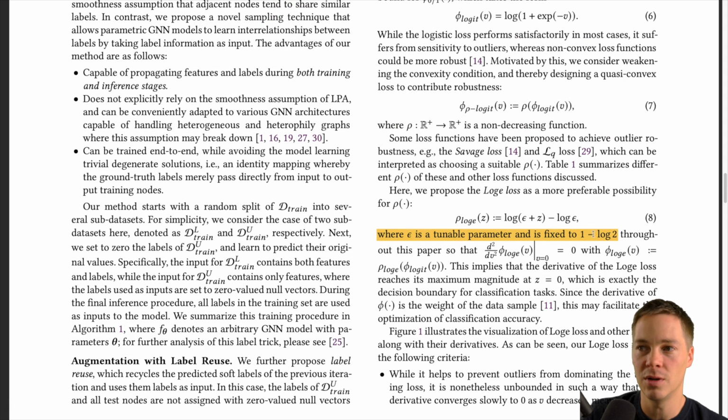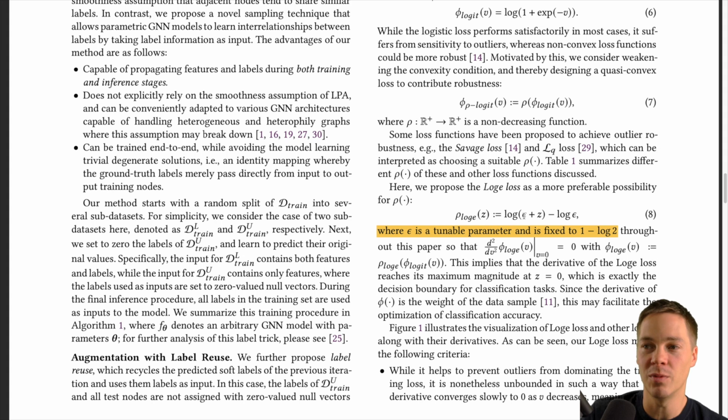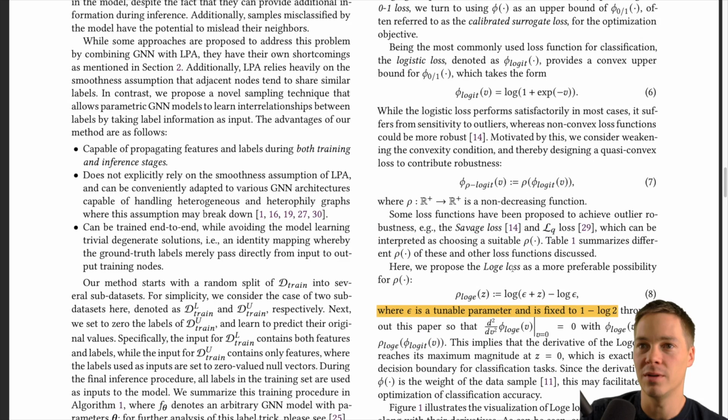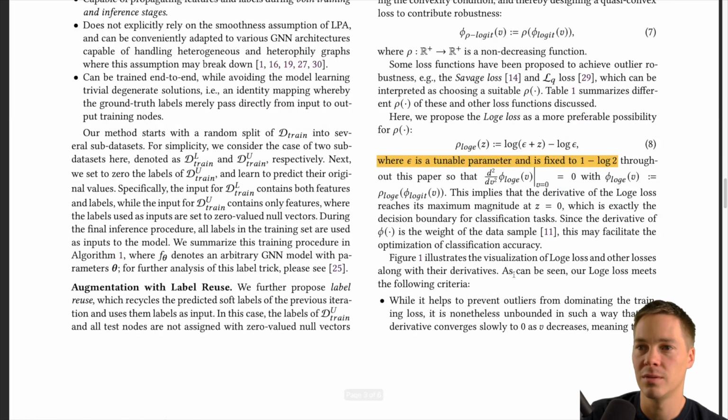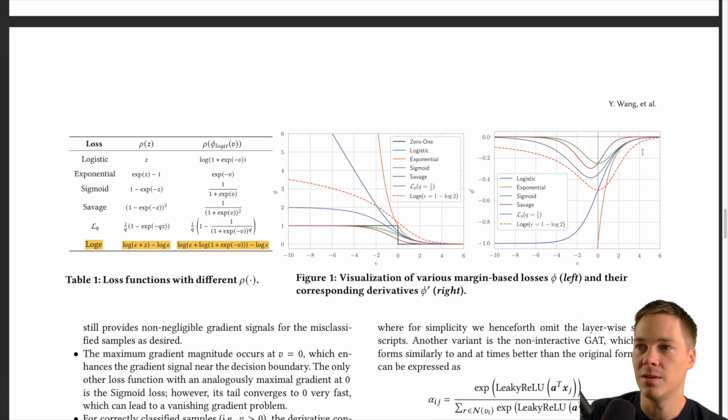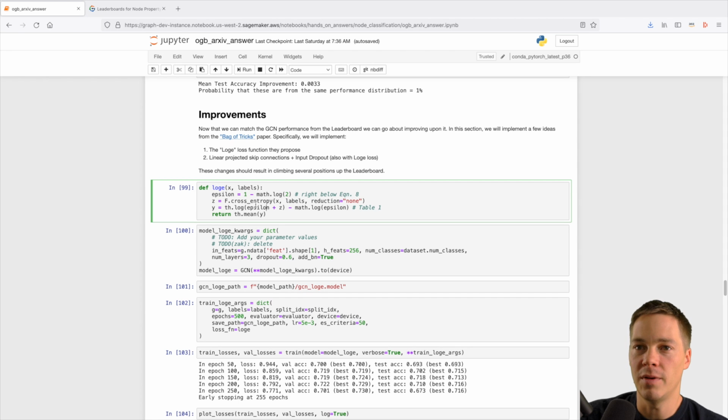They fix it to a constant of 1 minus log 2, and that's because it centers this derivative so that the maximum loss will be right at the classification boundary. I think they have a diagram of this. Yes, here. So the maximum of this is right at 0, which is where the decision boundary is. So we're going to use this same constant of epsilon equals 1 minus log 2.